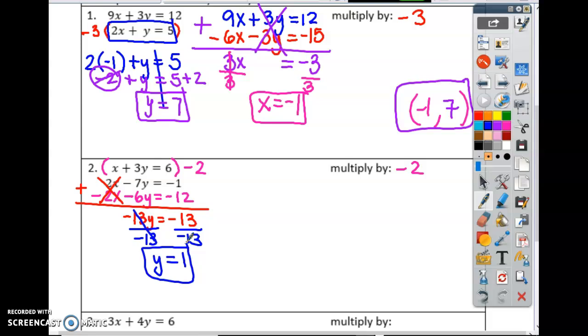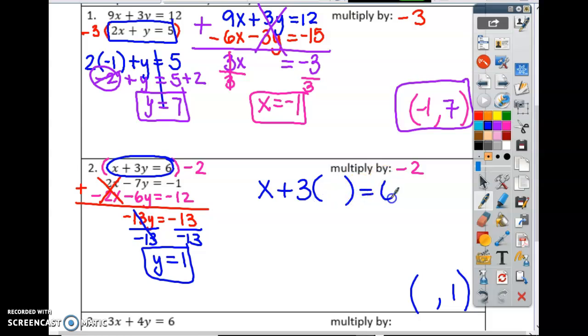So down here, my solution, my y is a 1. I need to find x. And the easiest one to do would be this one. I'm going to use that one. And I'm going to put my 1 right here where my y is. So I have x plus 3 times my y equals 6. So inside, I'm going to put a 1.